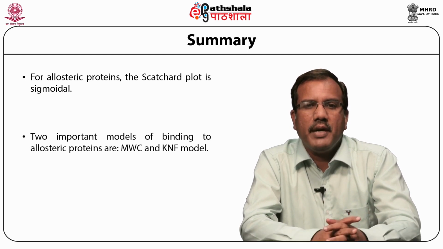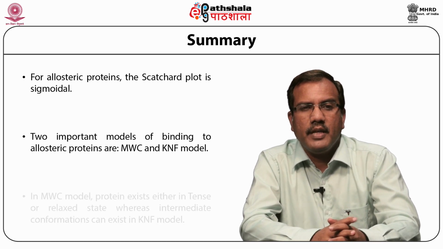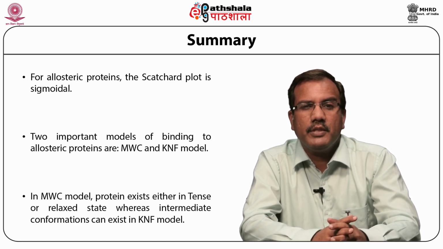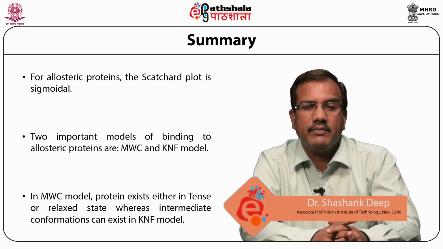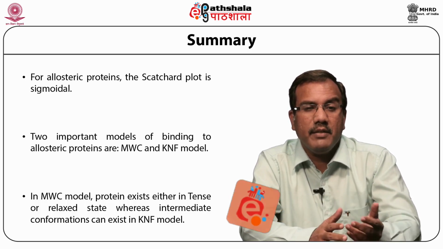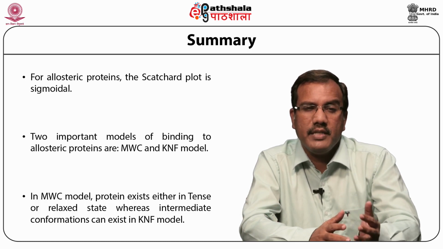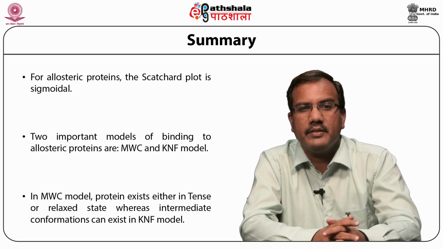There are 2 important binding models, the MWC model and the KNF model. The KNF model can account for anti-cooperativity. In the MWC model, the protein exists either in the tense or relaxed state, and we cannot think of intermediate conformations, while in the KNF model, not only tense and relaxed states are available, there are intermediate conformations also present. Thank you.